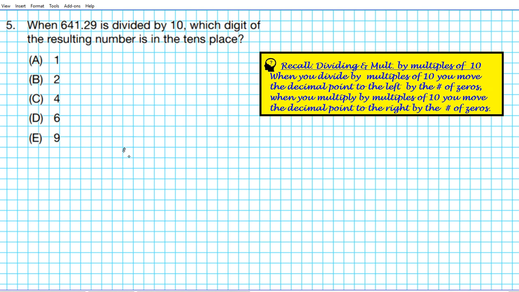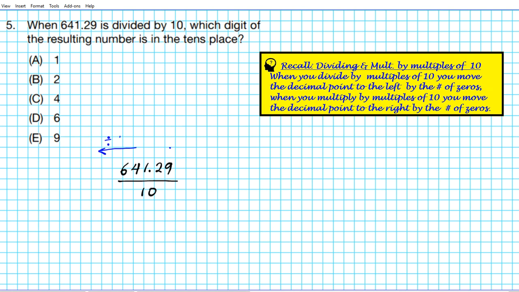Okay? Now, in this particular case, we are dividing 641.29 by 10. We have only one zero. So remember, when you divide, you're going to be going to the left.